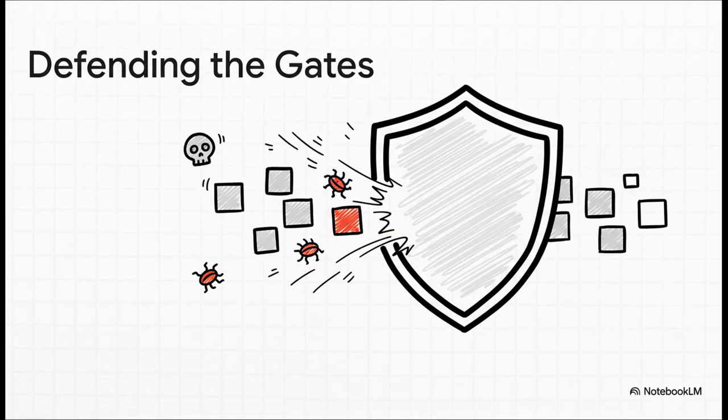Okay, next up, the defenders. This is your active, real-time protection. So when the scanner flags a malicious request, the defender steps in and sanitizes it, stripping out any harmful code or commands before they can ever get to the LLM. And it does the same thing on the way out, filtering the AI's output to make sure it's safe and appropriate. It's basically the digital bouncer for your AI.